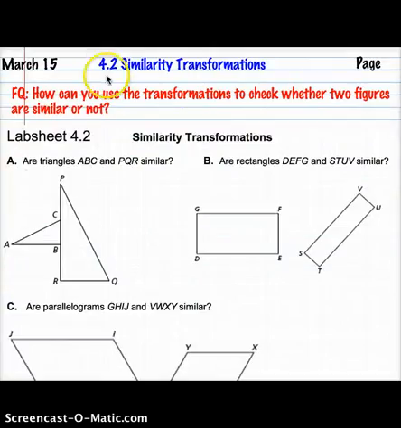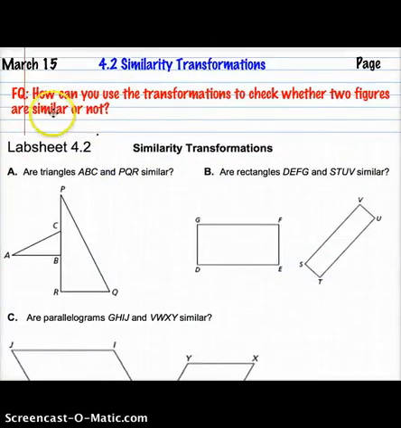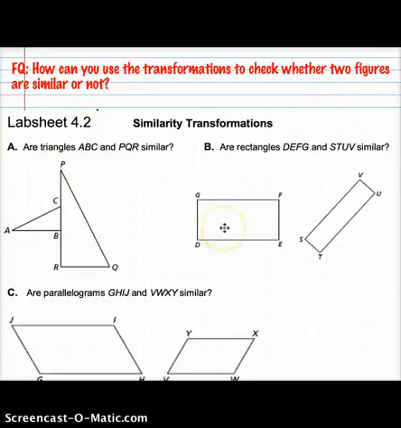Okay, so 4.2 says similarity transformations. How can you use transformations to check whether two figures are similar or not? Okay, so here's question A, B, and C. I'm going to do the first one with you, and then I'm going to let you guys use this lab sheet to work on question B and C. Actually, scratch that. I'm going to work on part of question A, and I'm going to let you finish it off instead of me taking all the fun.